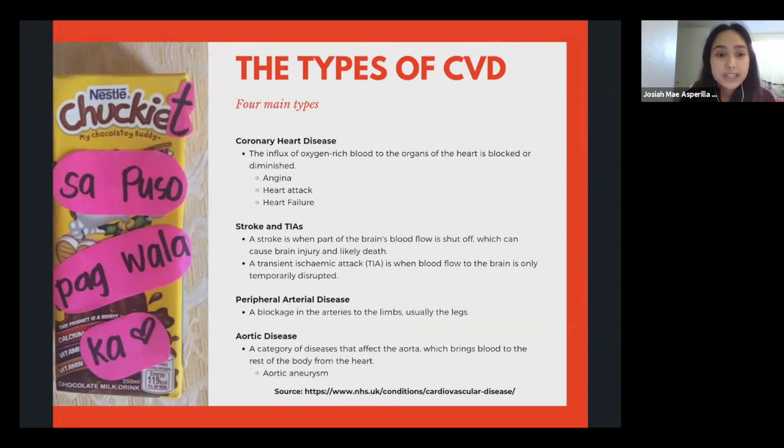Next is aortic disease, and it is a category of diseases that affects the aorta. As mentioned by Trisha earlier in the previous slide, the aorta is actually the largest blood vessel in the body. One of the main diseases for aortic disease is aortic aneurysm, where the aorta becomes weakened and bulges outwards. What's so scary about aortic aneurysm is there are actually no symptoms for it. So you have to always go get checked by a doctor, even if you feel like there are no symptoms. You just have to be on the lookout.